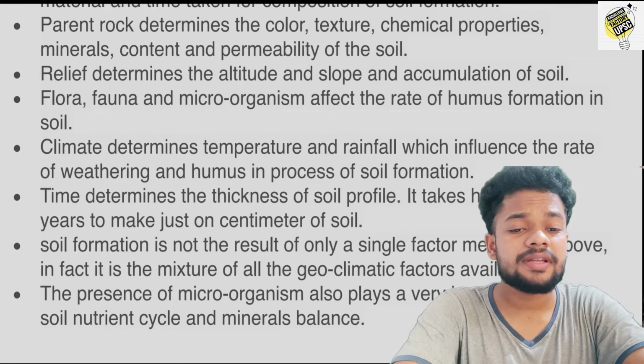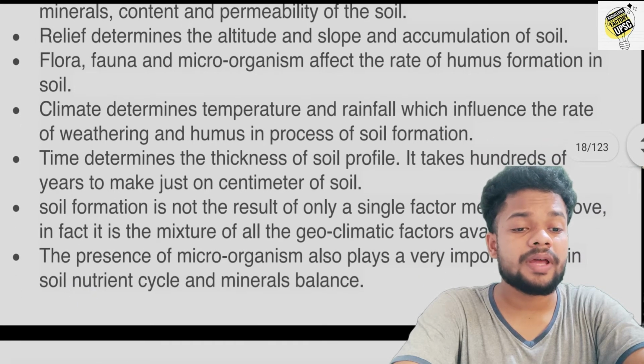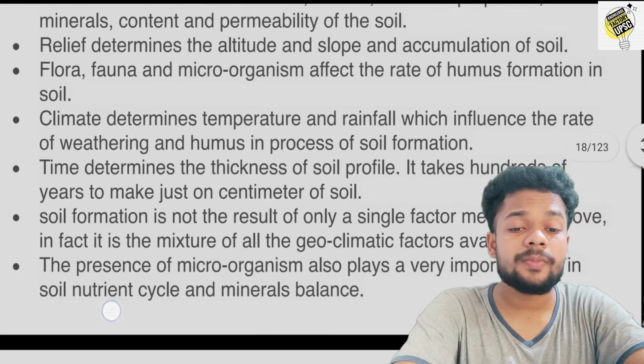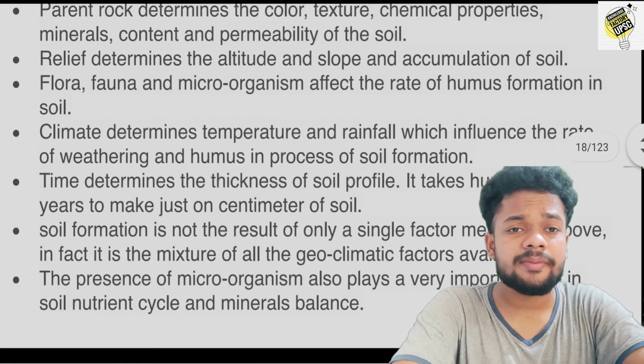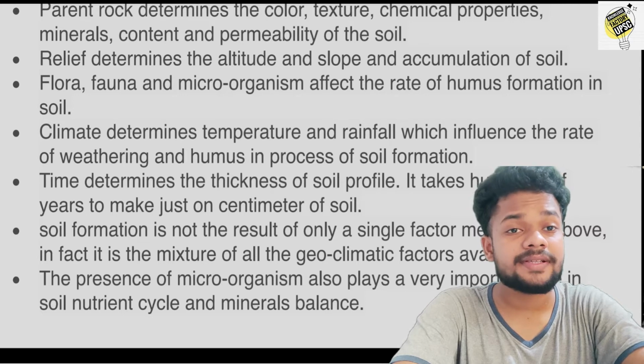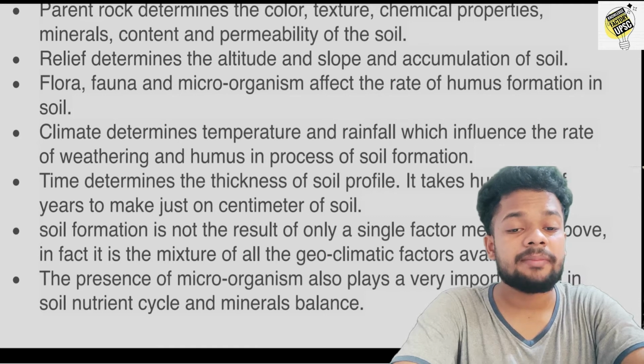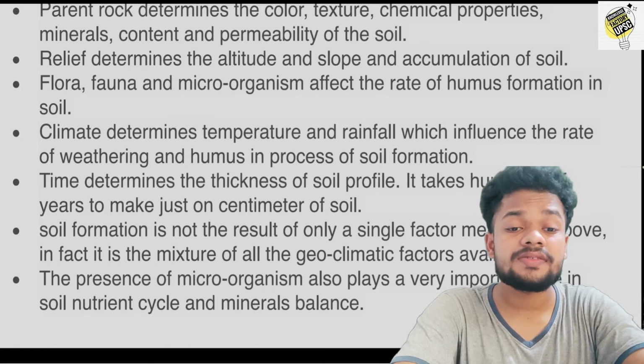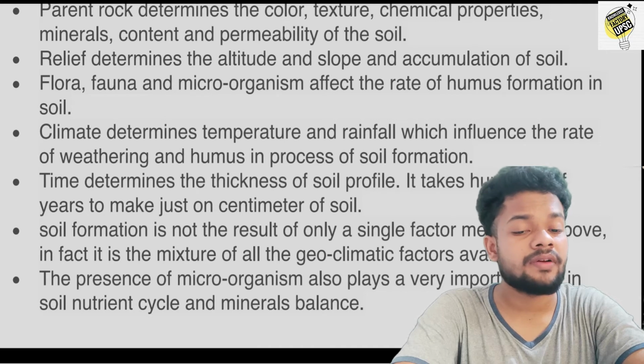The relief determines the altitude, the slope and the accumulation of the soil. And then the flora, the fauna and the microorganisms affect the rate of humus formation in the soil. Another factor is the humus content found in the topsoil. Then the climatic determinants, the temperature and the rainfall, influence the rate of weathering and the humus in the process of soil formation. The time determines the thickness of the soil profile, and it takes hundreds of years for making just 1 centimeter of soil. That's what we have discussed before.